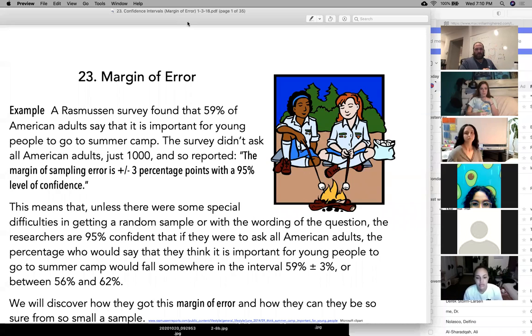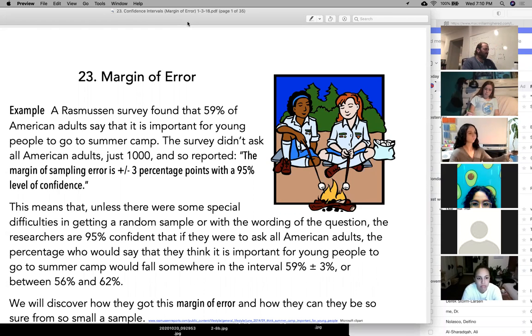So this first example on the page, a Rasmussen survey found that 59% of American adults say it is important for young people to go to summer camp. Now, the survey did not ask all American adults, it just asked 1,000. So this is what they reported. The margin of sampling error is plus or minus 3 percentage points with a 95% level of confidence.